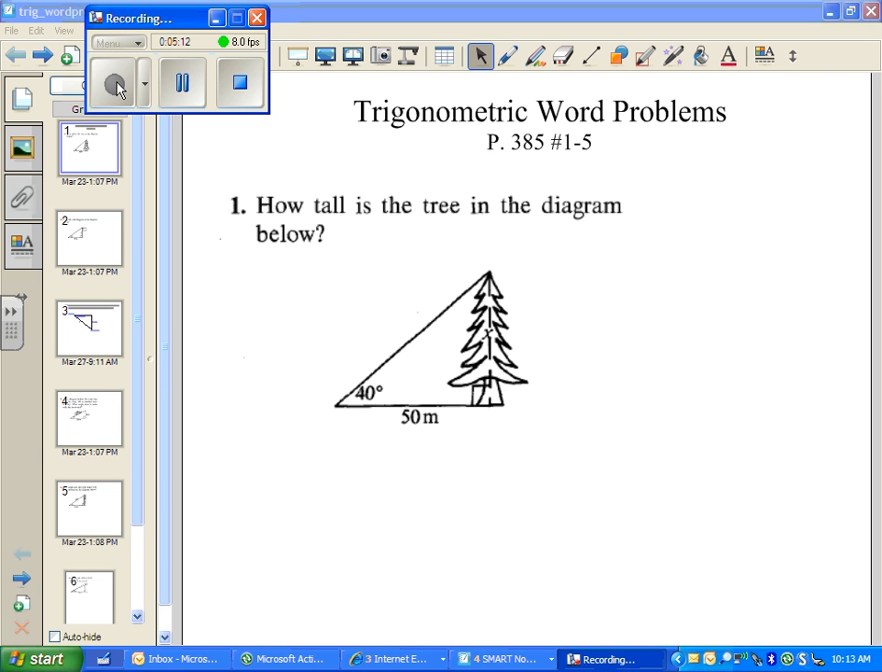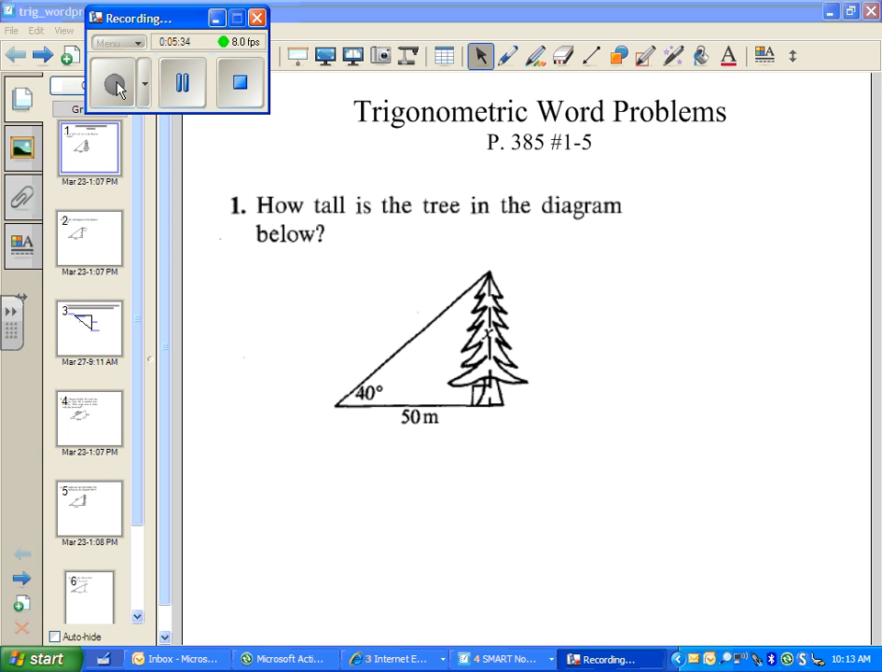On this first word problem, we're going to start, I want you to notice that when you're working with a right triangle, if you're going to use trigonometry to solve it, the way you recognize it is that you don't know 2 out of 3 sides. If you knew 2 out of 3 sides of the right triangle, you'd just use the Pythagorean theorem to find the third side.